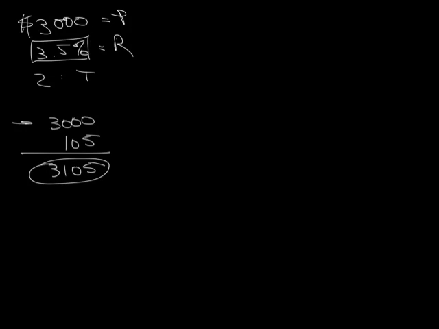So what we're going to do here is take, now at the end of the first year, we have $3,105. So now we're going to take 0.035, 3.5%, of how much she has in there now, which in this case is $3,105. That gives us 108.68.